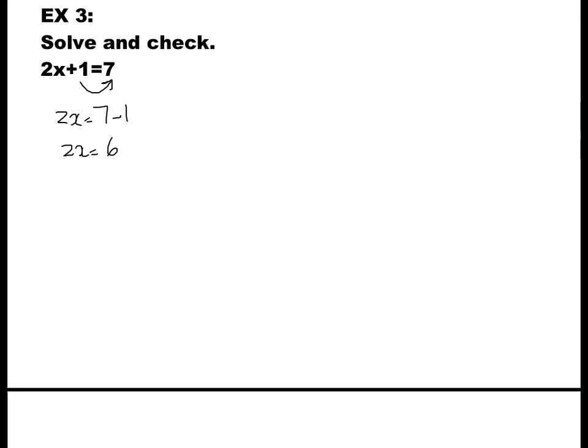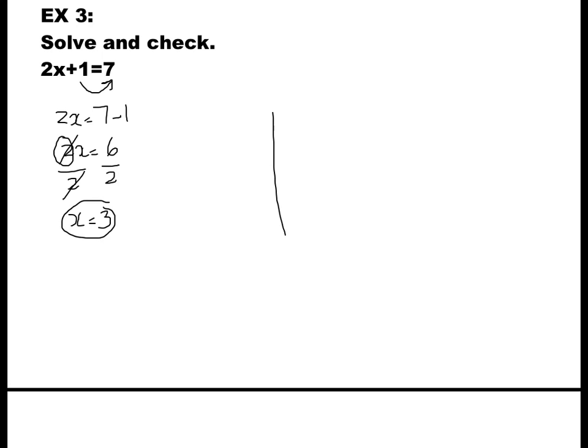Now, the problem that I have is 2. To get rid of 2, I'm going to divide by 2, the opposite operation. 2 cancels with 2, so I get x is equal to 3. Now, the last step is to check to see if 3 is really the answer.